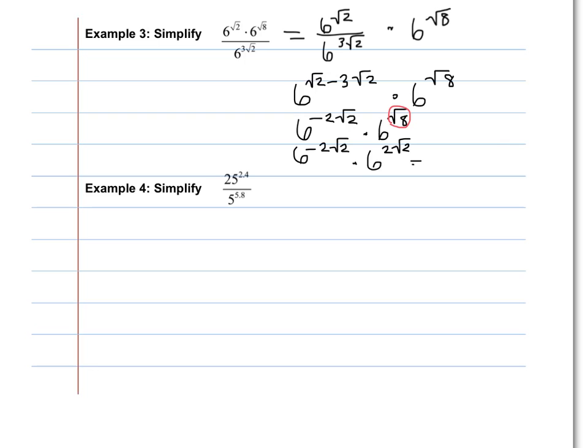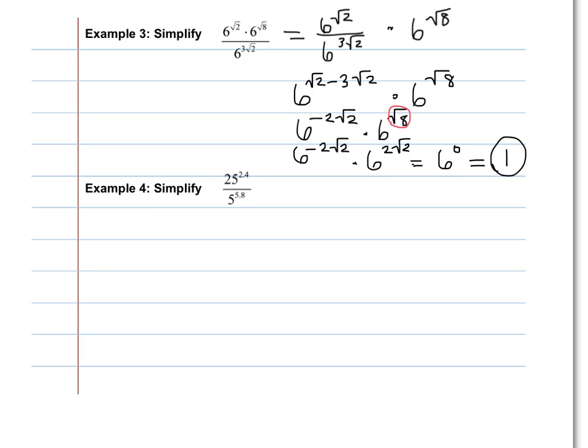Again, you could have done that in the beginning if you want. Simplify that root 8 right away. Here then we're going to be adding exponents. So I know negative 2 root 2 plus 2 root 2 is just 0. Anything to the 0 power is 1. So again, a little bit of option there in terms of where you want to start your simplification first. Let's try another one.